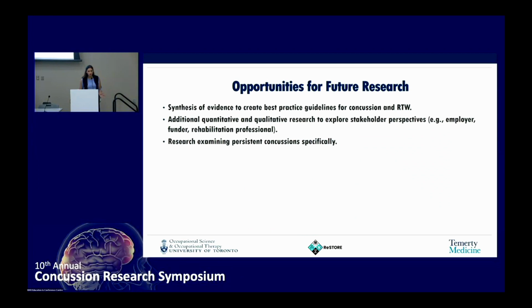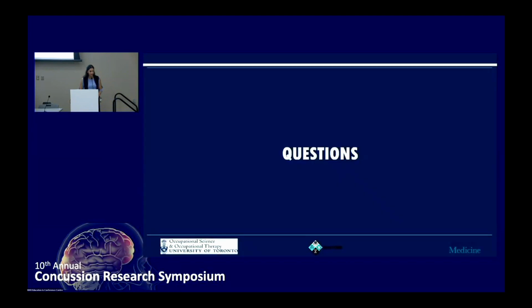And finally, some opportunities for future research include synthesizing best practice guidelines for adults with concussion and return to work, additional primary studies looking at other stakeholder perspectives, such as the employer, funder, and rehabilitation professional, and research examining persistent concussions more specifically. Thank you very much.